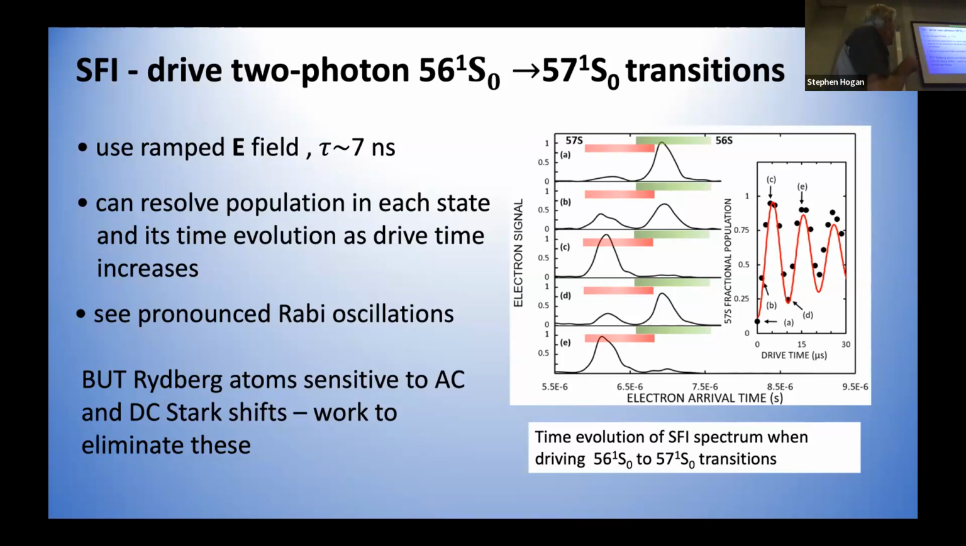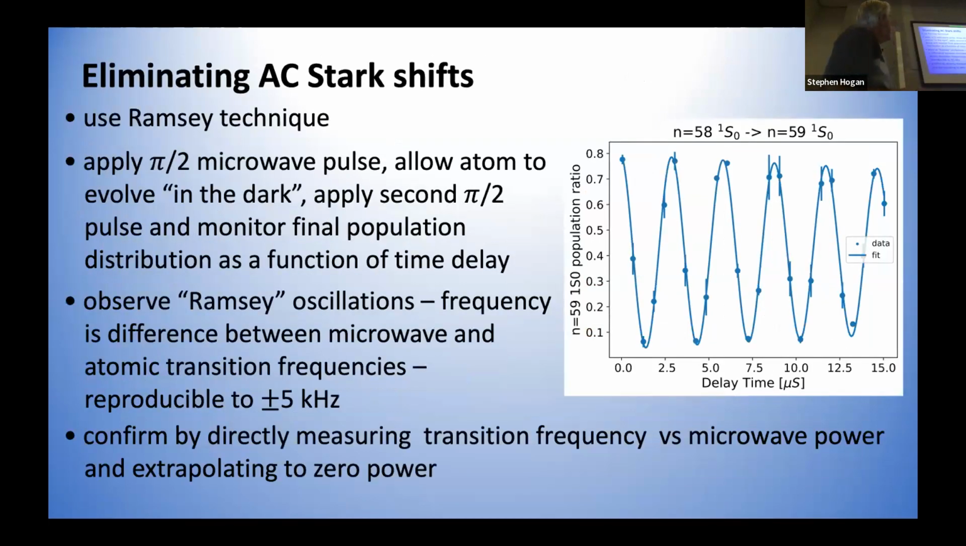That's all well and good, but if you're going to do accurate measurements of Rydberg atom level separations, you've got to remember that Rydberg atoms are very sensitive to AC and DC Stark shifts. So we must work to eliminate these. Now, the AC Stark shifts are relatively straightforward to eliminate by use of a Ramsey technique. What we do is we start out by driving the atoms with a frequency that's not exactly tuned to the resonance. It's a little bit off.